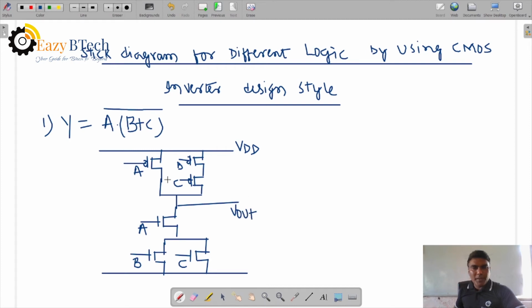So Vout. Right? Let us draw the stick diagram for this. For the stick diagram, first we can draw the VDD and VSS. Okay. VDD, VSS. Right.